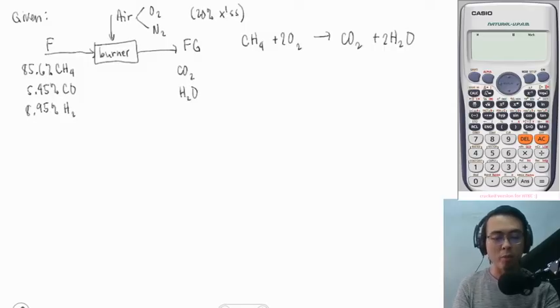Next component is carbon monoxide. Now carbon monoxide or CO is not yet fully oxidized, therefore it can still react with oxygen to form carbon dioxide.